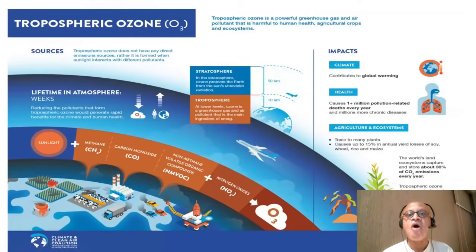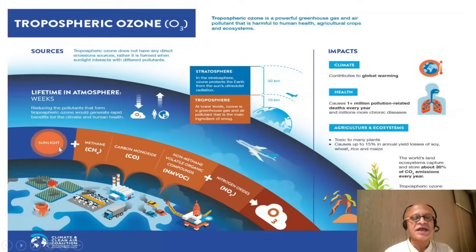Leaving that there, in the troposphere at lower levels, ozone is a greenhouse gas and air pollutant that is the main ingredient of smog. Okay, so California, which became very notorious for its smog as early as the 1940s and 50s, got special permission from the federal government to create its own air quality standards and fossil fuel emission standards and so on. It has cleaned up its air quality quite well, but as we already saw, there are other issues like PM2.5 that are still not completely gone.